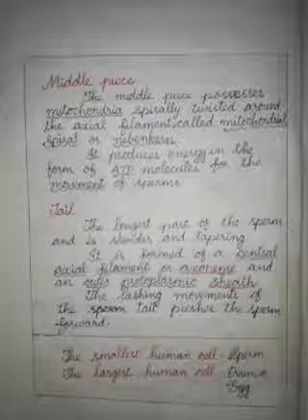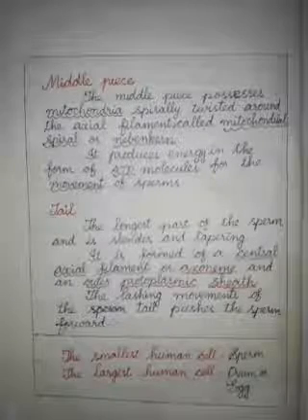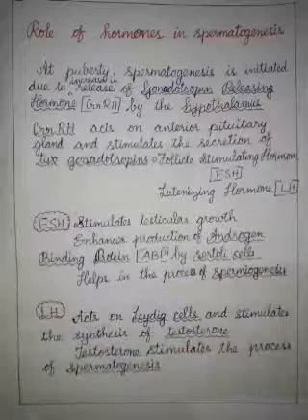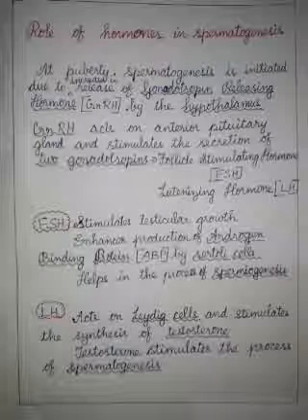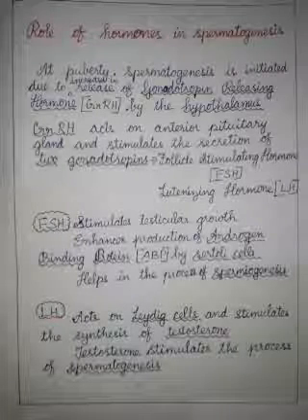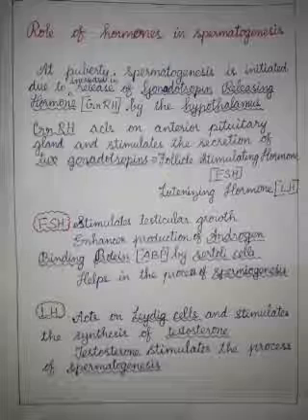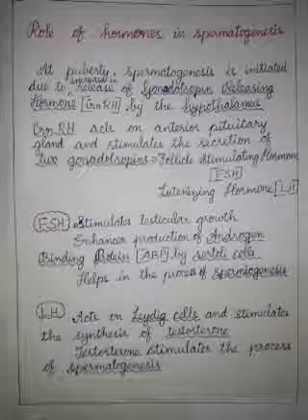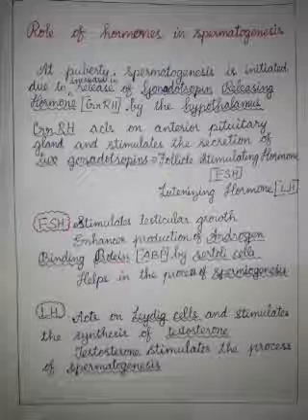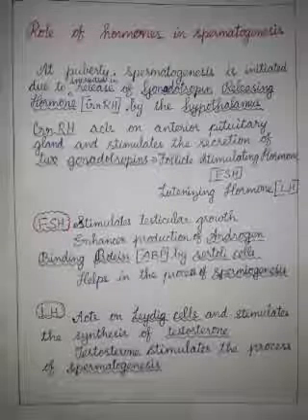So this is about the structure of the sperm. Describe the structure of the sperm with a neat diagram may be asked as a 5 mark question. Role of hormones in spermatogenesis. The spermatogenesis process begins at puberty. When a male reaches the puberty stage, the spermatogenesis process starts.